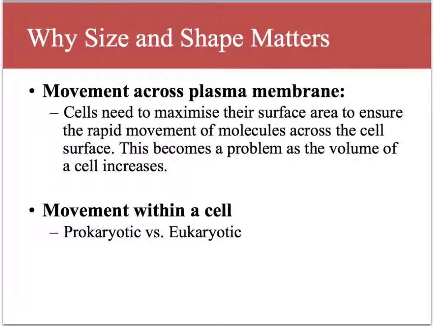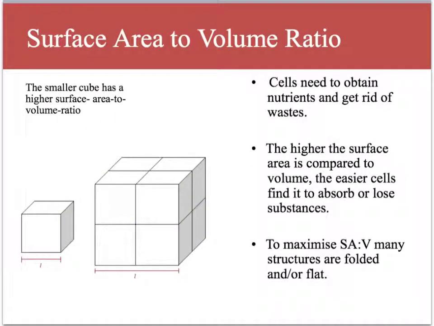So when we think about movement within a cell, we can compare prokaryotic and eukaryotic cells. Cells need to obtain nutrients that they require for their survival and also to get rid of wastes. The higher the surface area is compared to the volume, the easier cells find it to absorb or lose substances. If I compared a mouse to an elephant, even though an elephant is a much larger animal, it has much less surface area to volume compared to the mouse. So it's got much less outside compared to the bulk that it is covering.